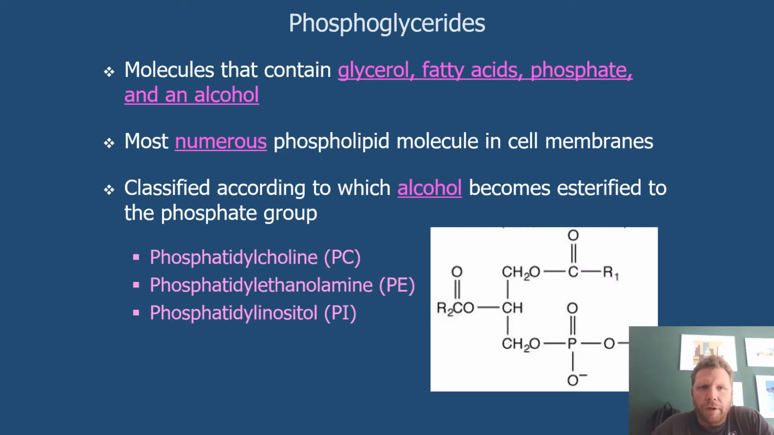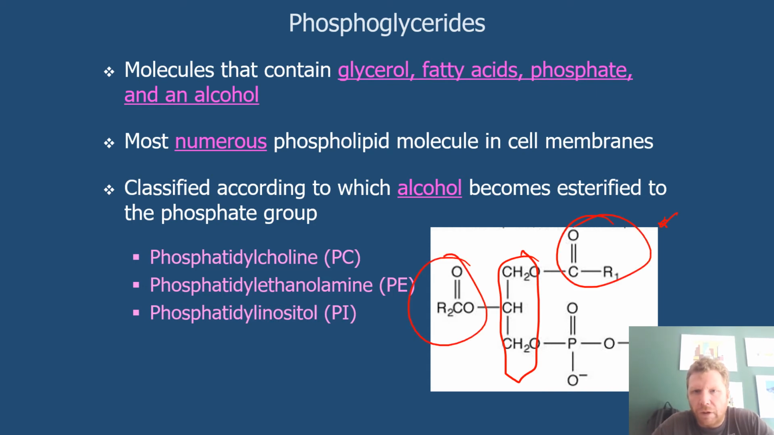So phosphoglycerides are molecules that contain a glycerol molecule, a fatty acid, a phosphate group, and an alcohol. Okay, so we've got it displayed down here at the bottom. Here's our glycerol, here's our fatty acid, here's another fatty acid, here's our phosphate group, and then, well, we've got another group that can go down here. Either it's an alcohol or there can be a modification to it.